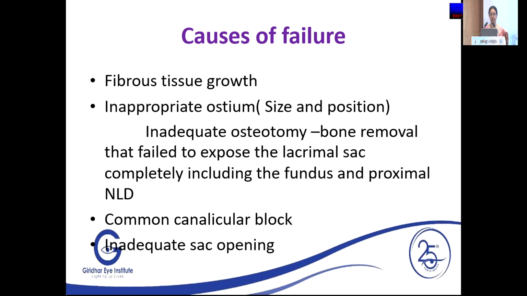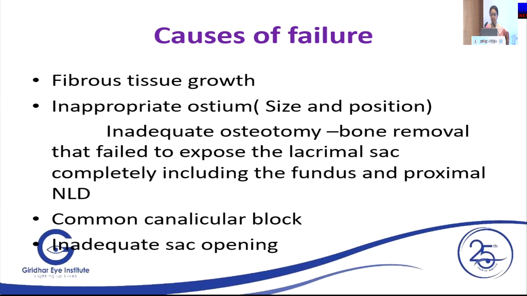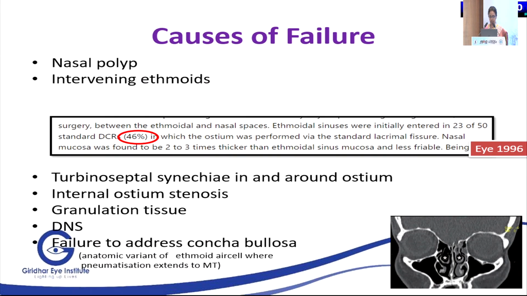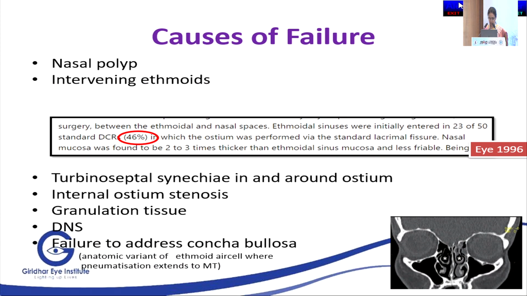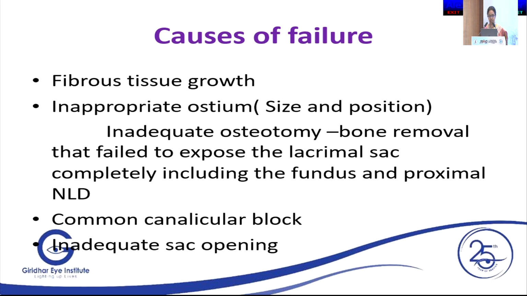The most common is fibrous tissue growth. Second, inappropriate ostium, inappropriate in terms of size as well as position. Inadequate osteotomy means the bone removal failed to expose the lacrimal sac completely, including the fundus and the proximal nasolacrimal duct. Then the position of the ostium. If you are not removing the inferior sac, it can lead to sump syndrome later on.